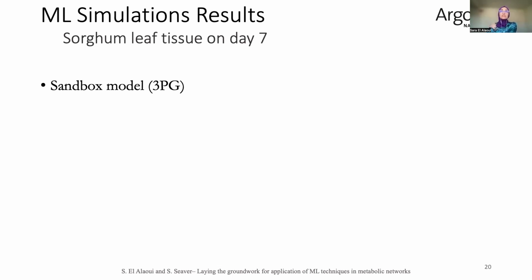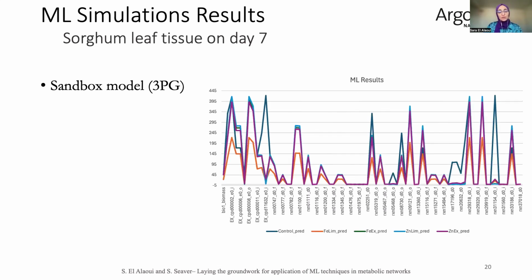Its biomass will only have one component, the 3-phosphoglycerate. So here what we're trying to do is just biosynthesize 3-PG. We run the machine learning model, using data sets from different conditions. We have the control, limited iron, limited zinc, excess iron, and excess zinc. The plot here shows the fluxes. The y-axis is the flux, the predicted flux using the machine learning.